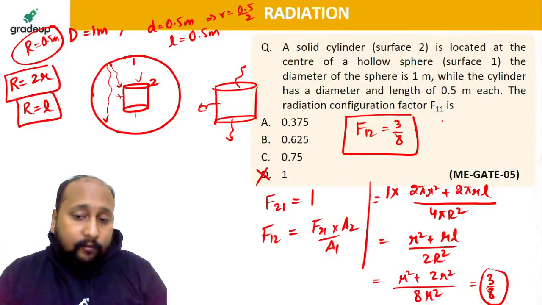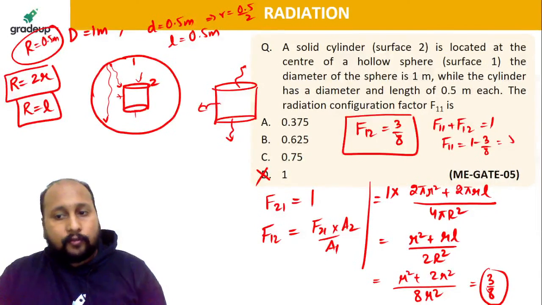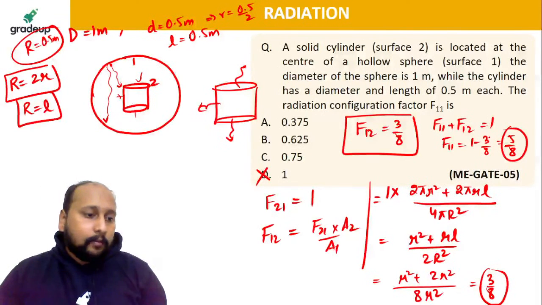But we have to calculate F11. So F11 plus F12 is equal to 1. So F11 is equal to 1 minus 3 by 8, which is equal to 5 by 8. Your final answer will be, very good, 0.625.